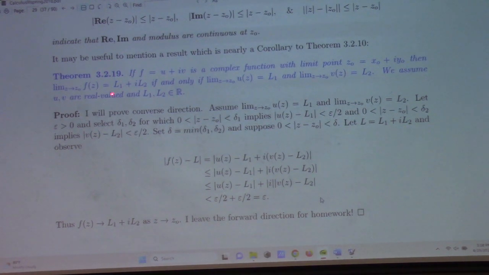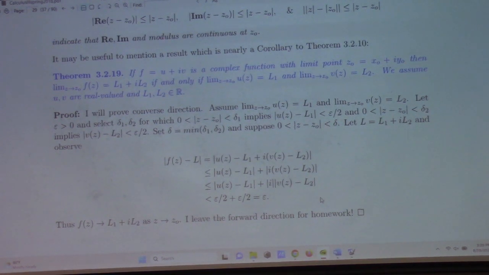So one of your homework problems is to reverse this proof, to assume that you're given that this limit exists, and you're trying to prove these two limits exist, all right? It's, again, based on the inequality Ben pointed out earlier today. It's all about that the modulus of z is bigger than or equal to the real part of it, bigger than or equal to the imaginary part. That's kind of, I think, the linchpin there.